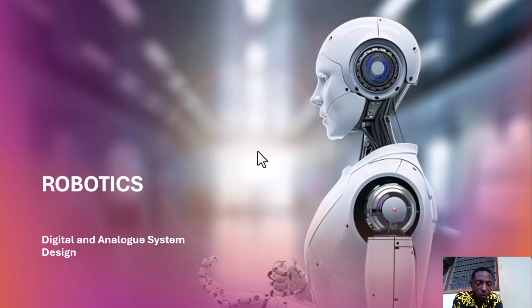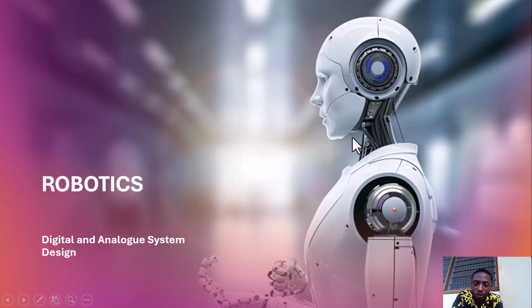Today we are going to look at robotics. You see, robotics is one of the essential technology tools and equipment that enhances our work. So when we talk about robotics, what does it mean? In my own understanding, I would say that it's a digital and analog system designed to help human beings work easier and faster, and that is robotics.